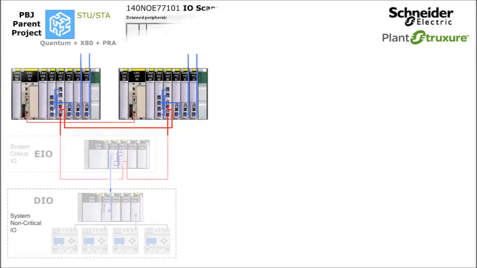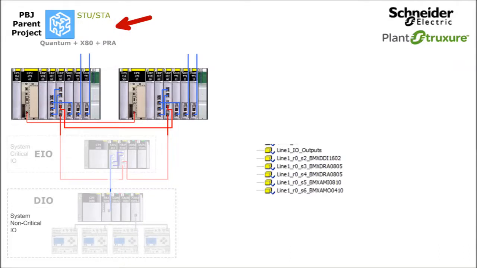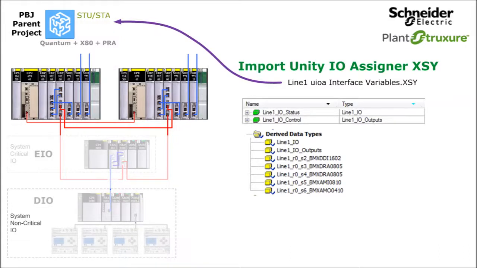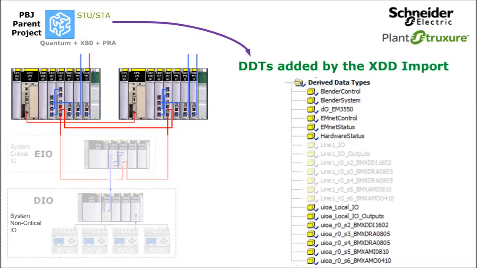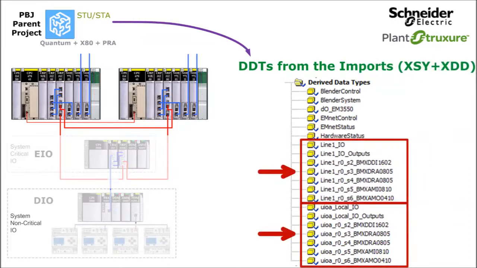Now I will create the Line 1 DIO drop interface variables in the parent Quantum project. This begins by importing the Unity IO assigner generated XSY file for the Line 1 DIO drop, and then the exported Line 1 Blender system and control DDTs. After this, these DDT definitions will exist. And note that these two groups of DDTs actually contain duplicate information.